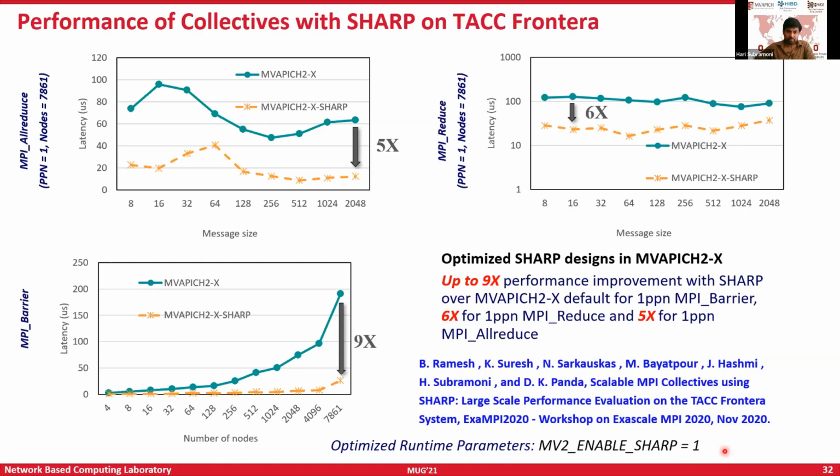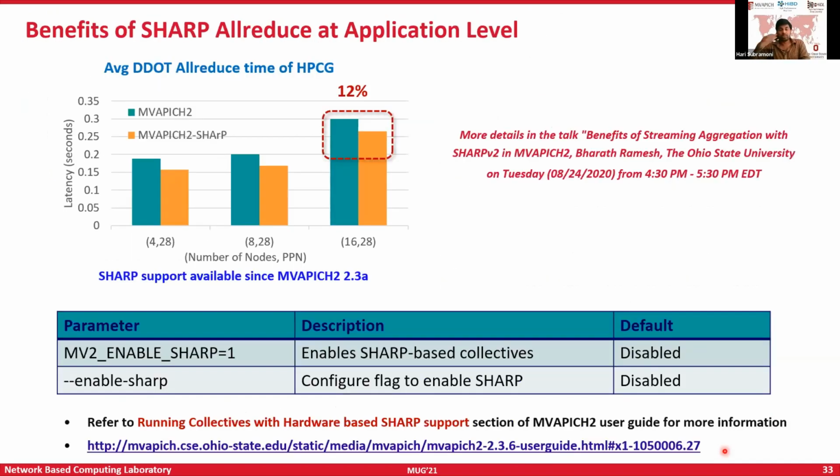Okay. So the benefits are not limited to your micro benchmarks. One can also get benefits at the application level. So this is the benefit of using SHARP for the HPCG application. And more details of SHARP and the scalable or the streaming aggregation support in SHARP will be presented by Bharat in his talk on Tuesday from 4:30 to 5:30. And for more details on how to run SHARP, please look at this particular section of the user guide.